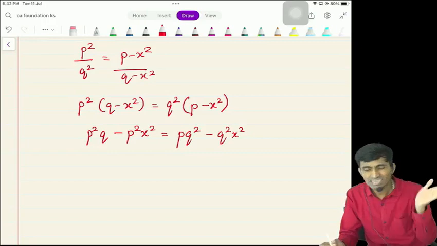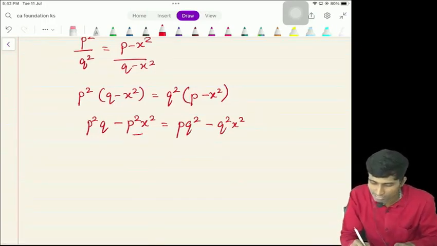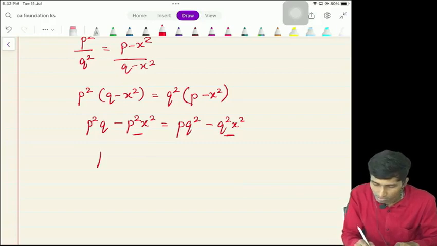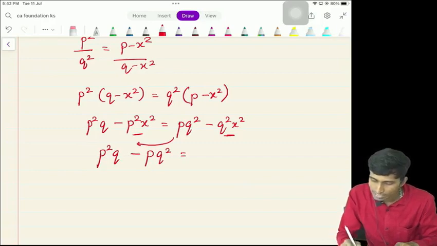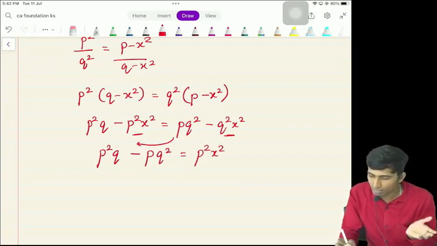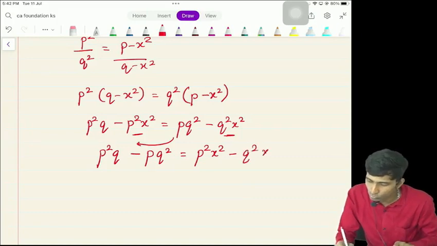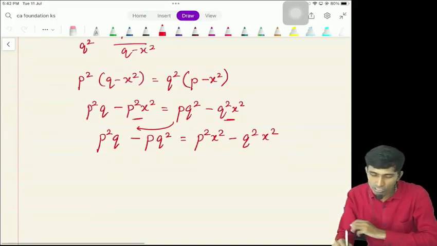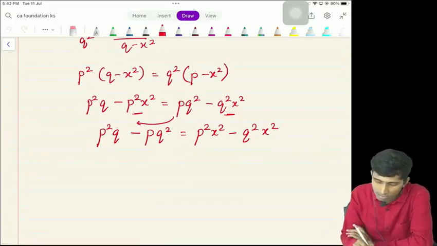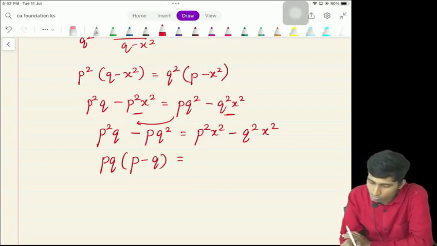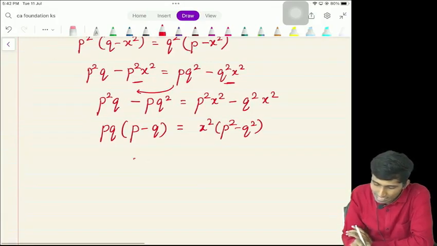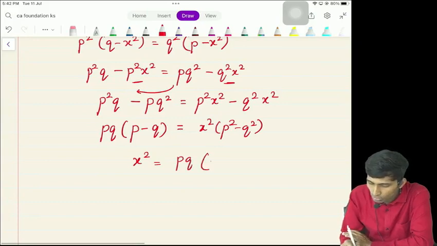Yes or no? Take the X square terms on one side and the other terms on the other side. P square Q, this will come this side, minus PQ square is equals to P square Q square, positive I am writing first, minus Q square X square. Easy? Understood? Next, take common. PQ is common. What is left? P minus Q is equals to, here X square is common. What is left? P square minus Q square. When I take it that side, I can write X square is equals to PQ, P minus Q upon P square minus Q square.